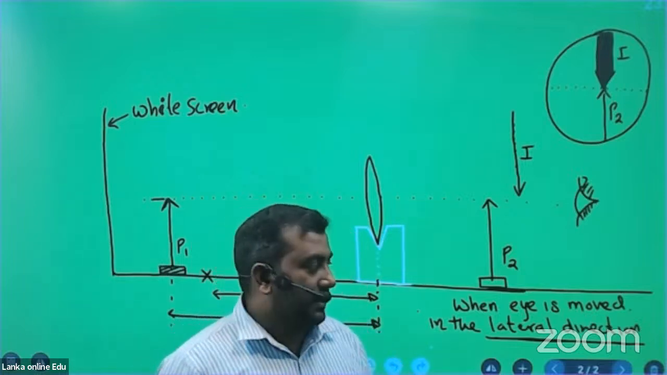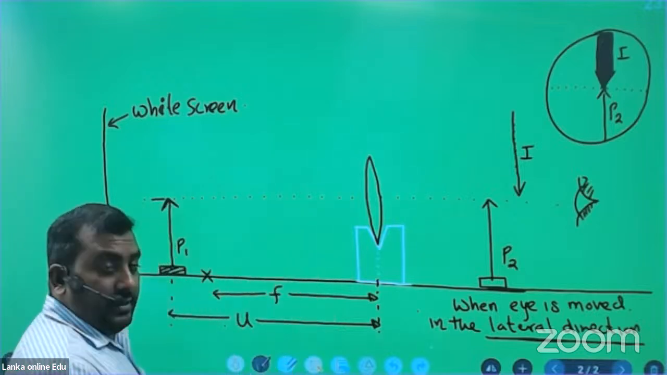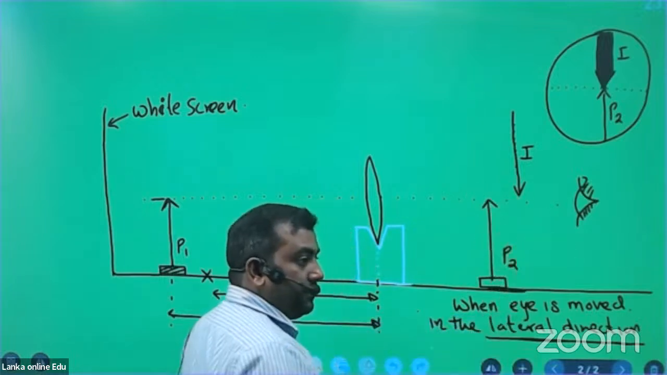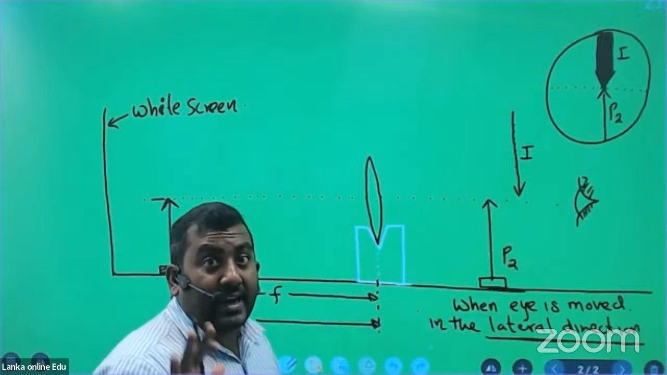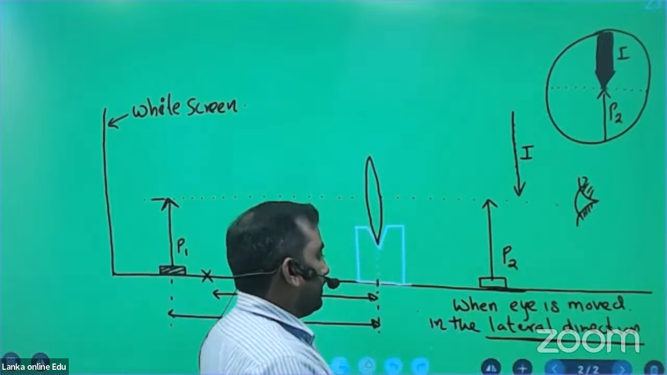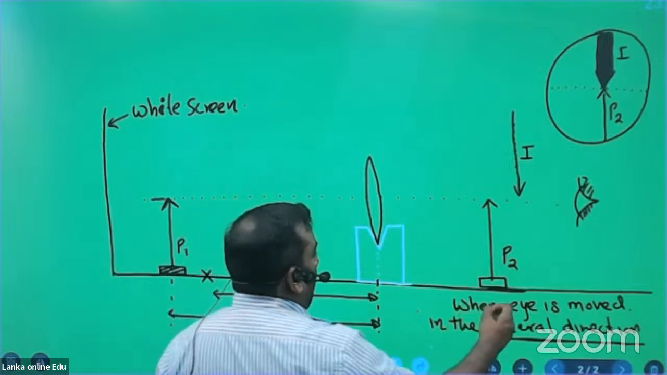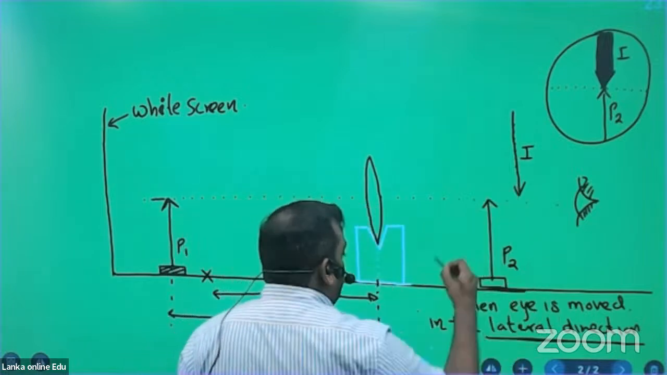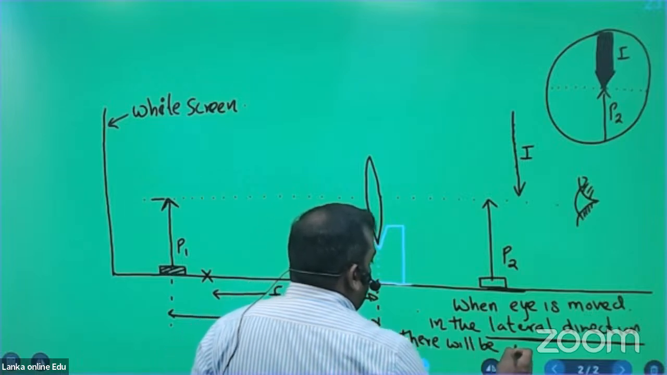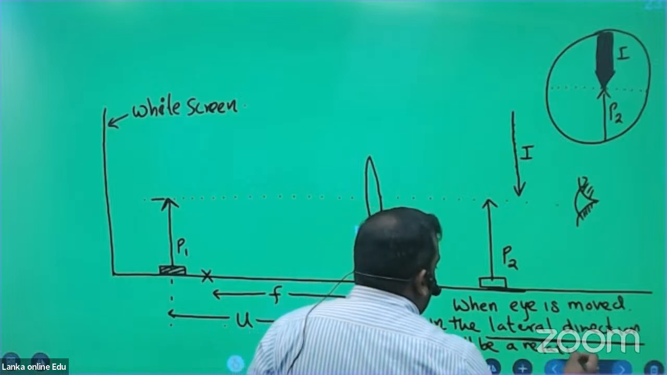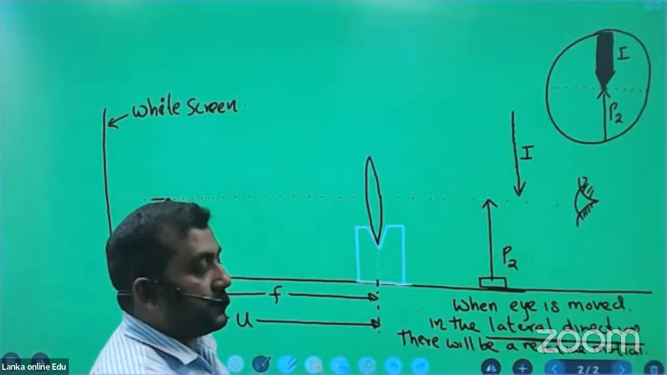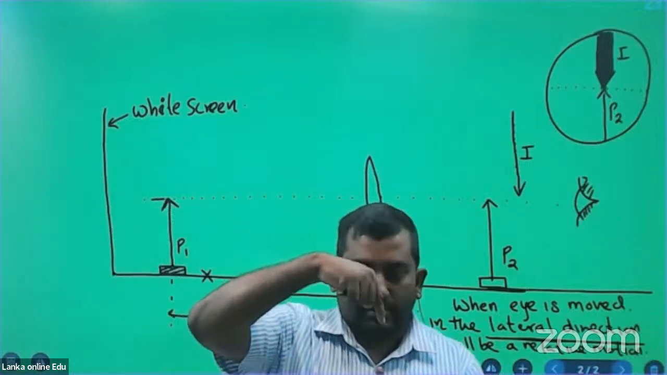Once you move in the lateral direction, the image and the pin are not coinciding with each other. Since they are not coinciding, there will be a relative motion. So when the eye is moved in the lateral direction, there will be a relative motion. What do you mean by relative motion?